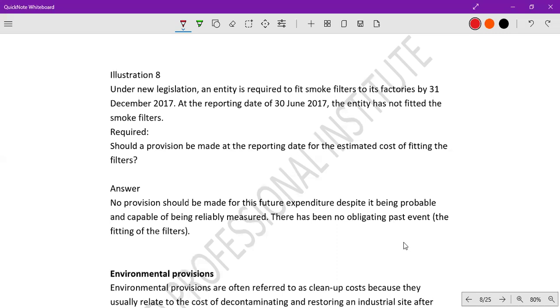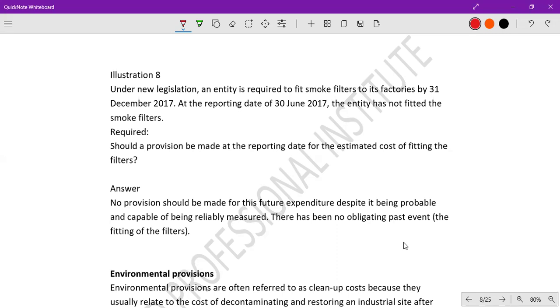So under new legislation, an entity is required to fit smoke filters to its factories by 31st December 2017. At the reporting date of 30th June 2017, the entity has not fitted the smoke filters required. Should a provision be made at the reporting date for the estimated cost of fitting the filters? What is the answer? The answer is no.